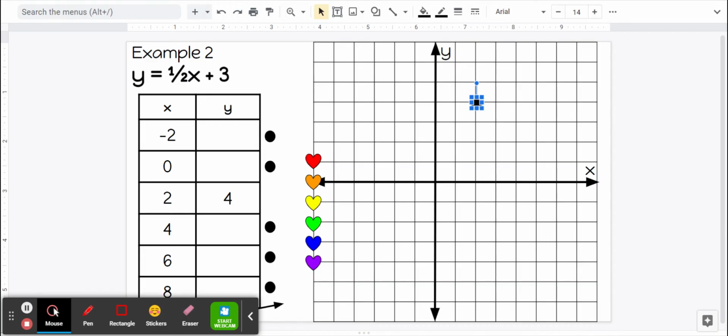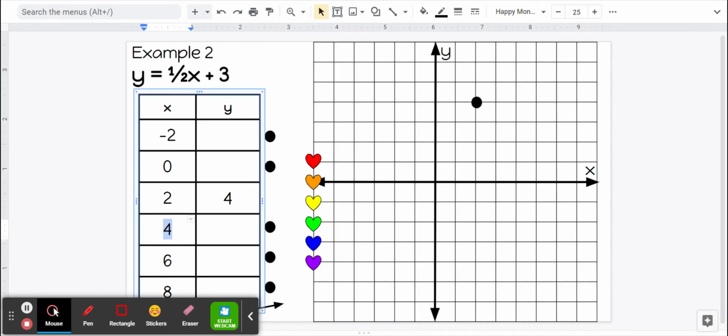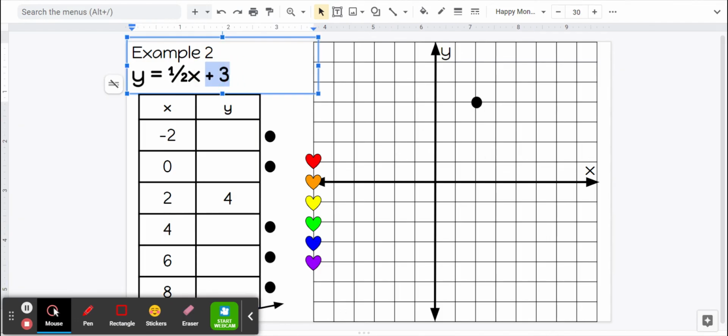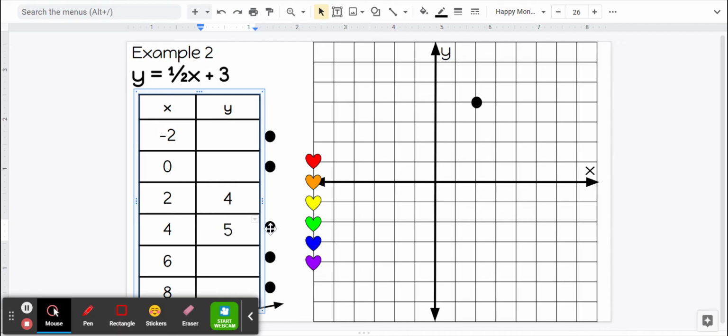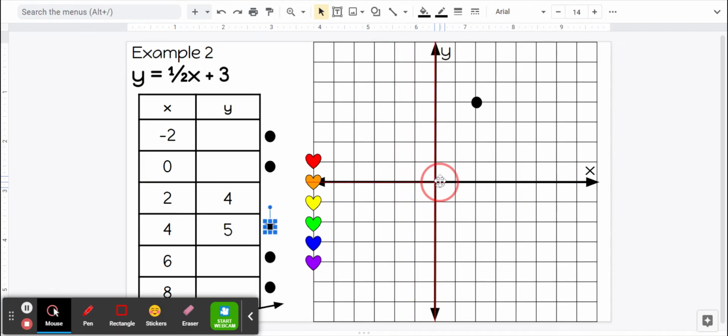All right, half times 4 means half of 4, which is 2. And 2 plus 3 is 5. So I'm going to go over to 4, up 5.